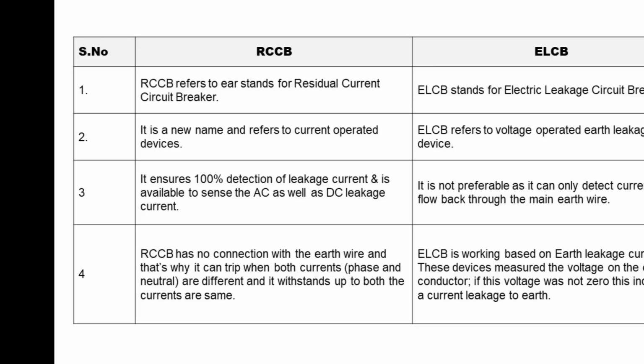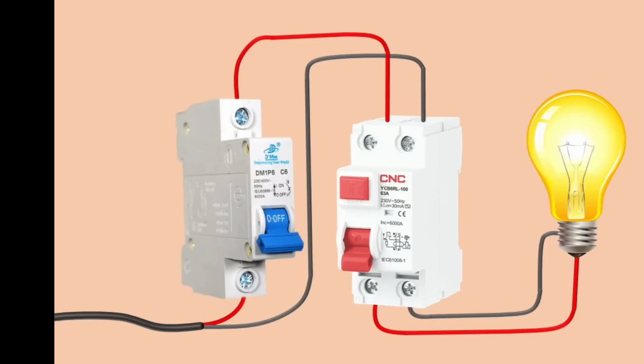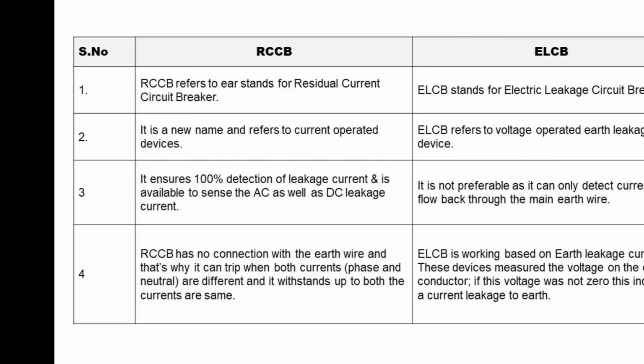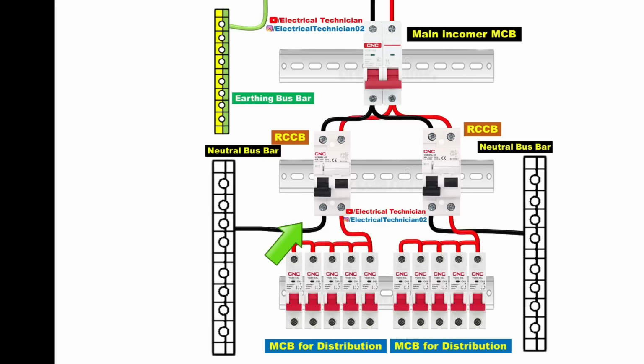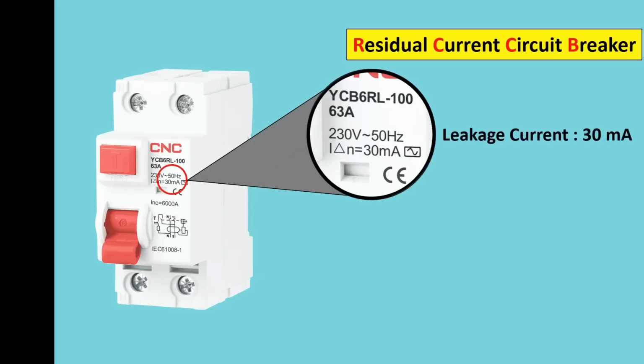For now, just understand that both RCCB and ELCB are a type of device which provides protection from electric shocks and earth fault. If you go to market to buy an ELCB, it is possible that you can't find it. For now, you can only find RCCB in the market, which is more sensible than ELCB. Before moving forward, I want to tell you one more thing, that when you install RCCB, the leakage current rating of RCCB must be 30 milliampere.